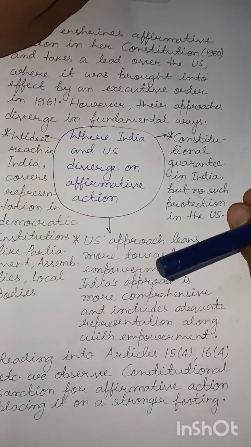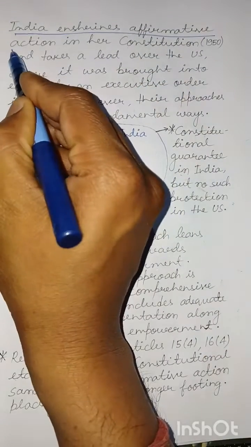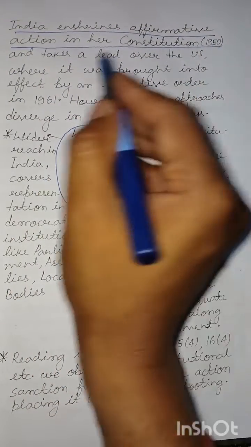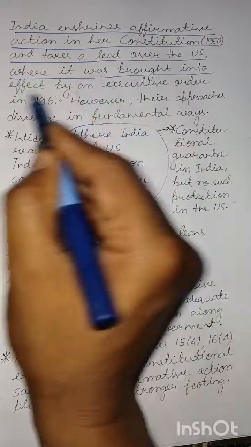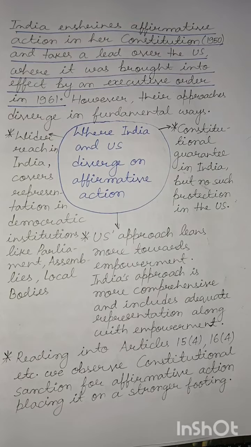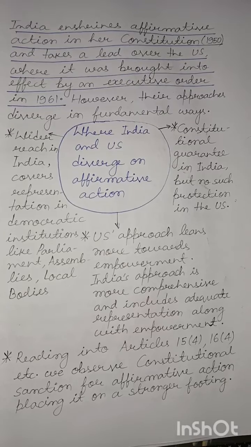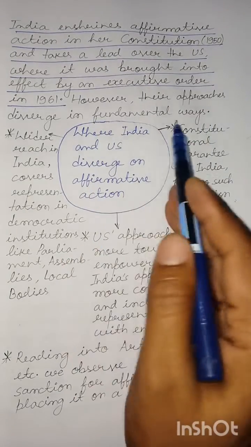Now, again, this is another important point, that India enshrines affirmative action in her constitution going back to 1950 and takes a lead over the US, where it was brought into effect by an executive order of 1961. So please try to appreciate this, that in the case of India, affirmative action has constitutional backing, while in the case of the United States, the affirmative action system is mostly an executive decision. However, the approaches diverge in fundamental ways.